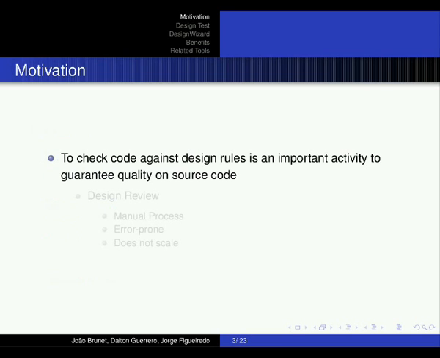So, to check code against design rules is an important activity to guarantee quality on source code. It is well known that good designers think about good solutions or good implementations, but often programmers code without concerning these important design constraints. As a result, there exists a gap between design phase and implementation phase. One process widely used to detect design violations is design review, which consists in manually inspecting the code looking for violations of design constraints. The problem with design review is that, being a manual process, design review is error-prone and does not scale as software grows.